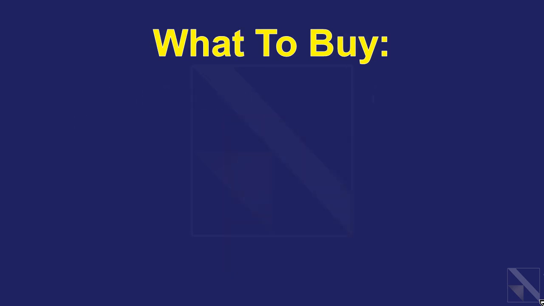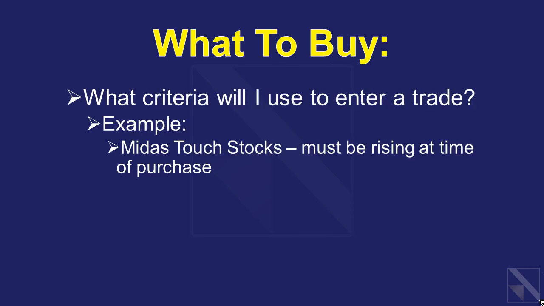The second part of your plan is what to buy. And this is where you'll write down what criteria you will use to actually enter a trade. For example, we feel the Midas Touch stocks are a great place to start, so you may write down in your plan that your stocks will be selected from the Midas Touch list. You may also add that the stocks must be rising at the time you place your trade. If you can't watch the market during the day, you can use a limit order with your broker to specify that the stock must be higher than a certain price in order for the trade to fill. For example, you may specify that the stock must be 25 cents higher than the prior day's high.